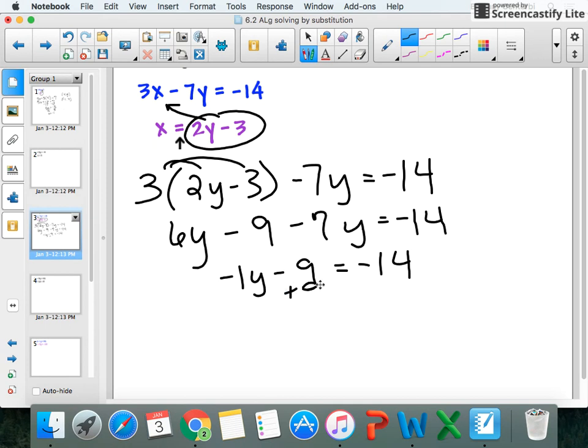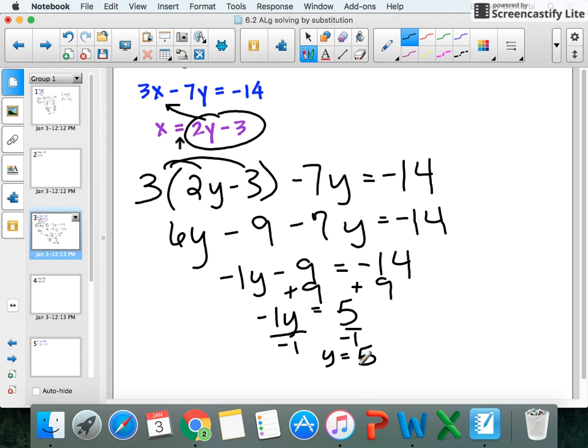Then add the 9 over. So you get negative 1y equals negative 5. And then divide by negative 1. So you get y equals positive 5. So that's y.